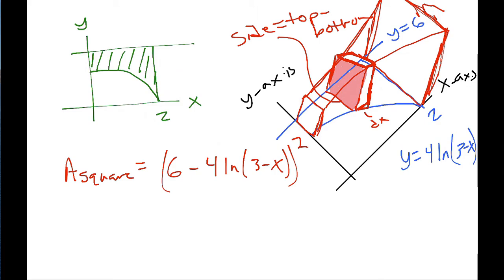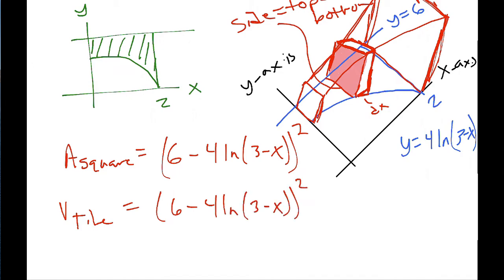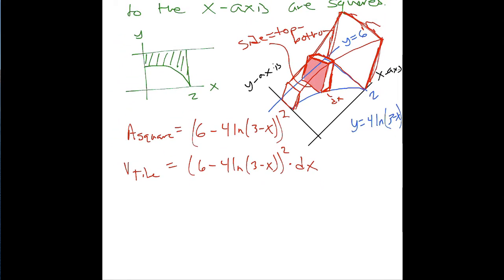Well, if we wanted to find the volume of that tile, the volume of that tile would be the area of that square times the width of that square, which is dx. Well, that would just give you that one tile. What if we wanted all of the tiles in there? We wanted to add up all the tiles that we had in there. Well, you hopefully can kind of see where I'm going with this.